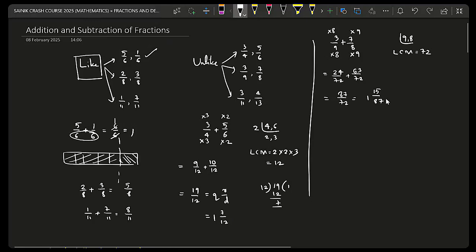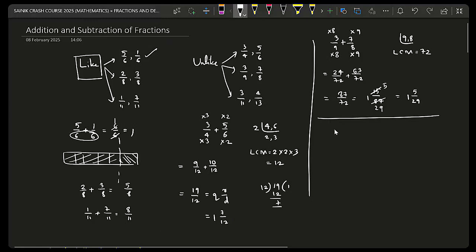Okay, and if you want, you can simplify this also, because 15 and 72 both are divisible by 3. 3 5s are 15, 3 24s are 72. We got 1 5 by 24 is the simplest form of this.